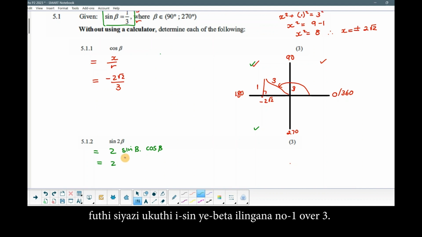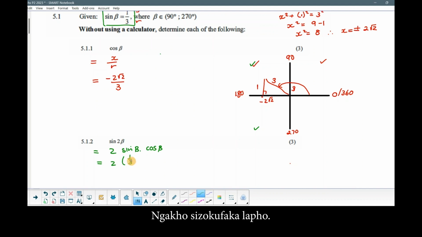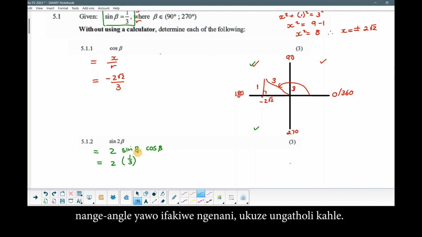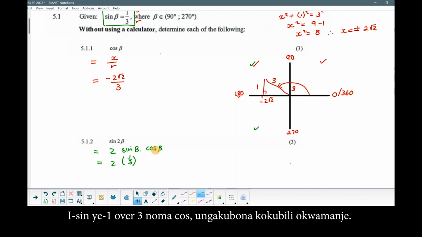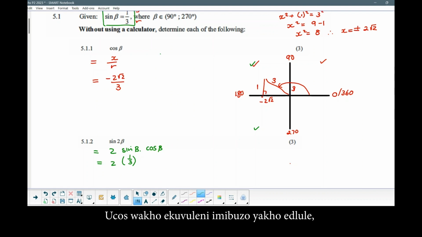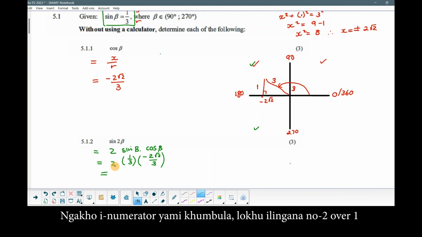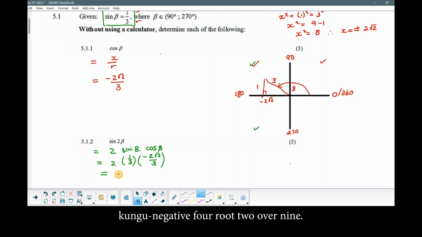And we know that sine of beta is equal to 1/3, so I substitute it in there. Please note that the entire function and its angle is substituted with a ratio. So you're not going to write down sine of 1/3 or cos of the next one. You've already worked out cos in your previous question, so that's negative 2 root 2 over 3. And now it's a matter of simplifying this expression. So my numerators, remember this is equal to 2 over 1, is negative 4 root 2 all over 9.